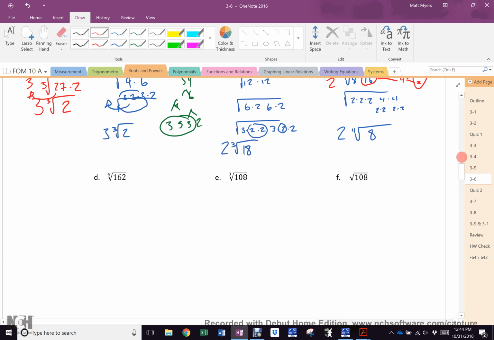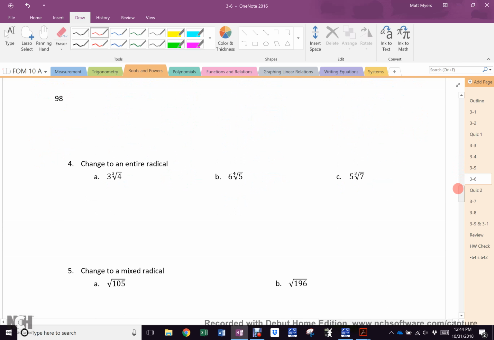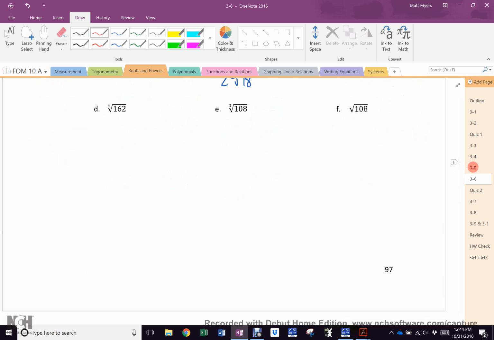We're going to do D, E, and F together, and then I'm going to shut up, and then you're going to have to prove it. What's weird about D? It's another 4th root, right? So how big a group do I need, Marcos? 4. Okay, so let's bust it down. It ends in 2, so what should I divide it by? 2 times what? 81. I get to stop there.